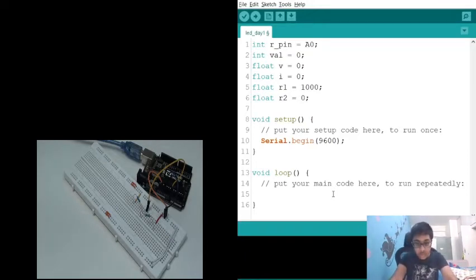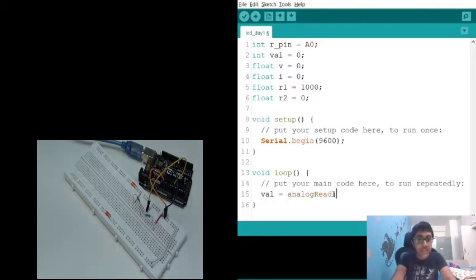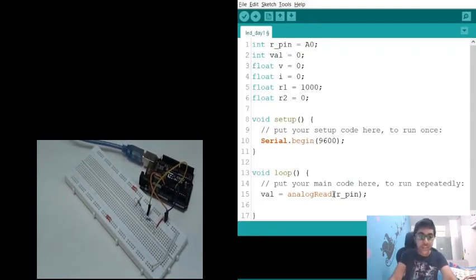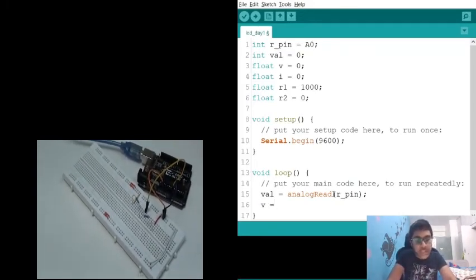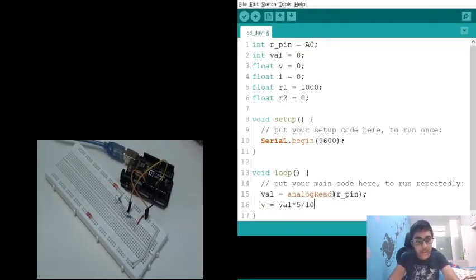Now, let's move on to the loop. All we're going to do is an analog read. We're going to read the value provided by this combination of resistors. So val equals, we're going to very simply do an analogRead of which pin we've connected it to, Rpin. That's it, right? And then we convert that, it's a fraction of 1024 or 1023 if you will, to a fraction of 5. So what we need to do is say v equals val times 5 over 1023.